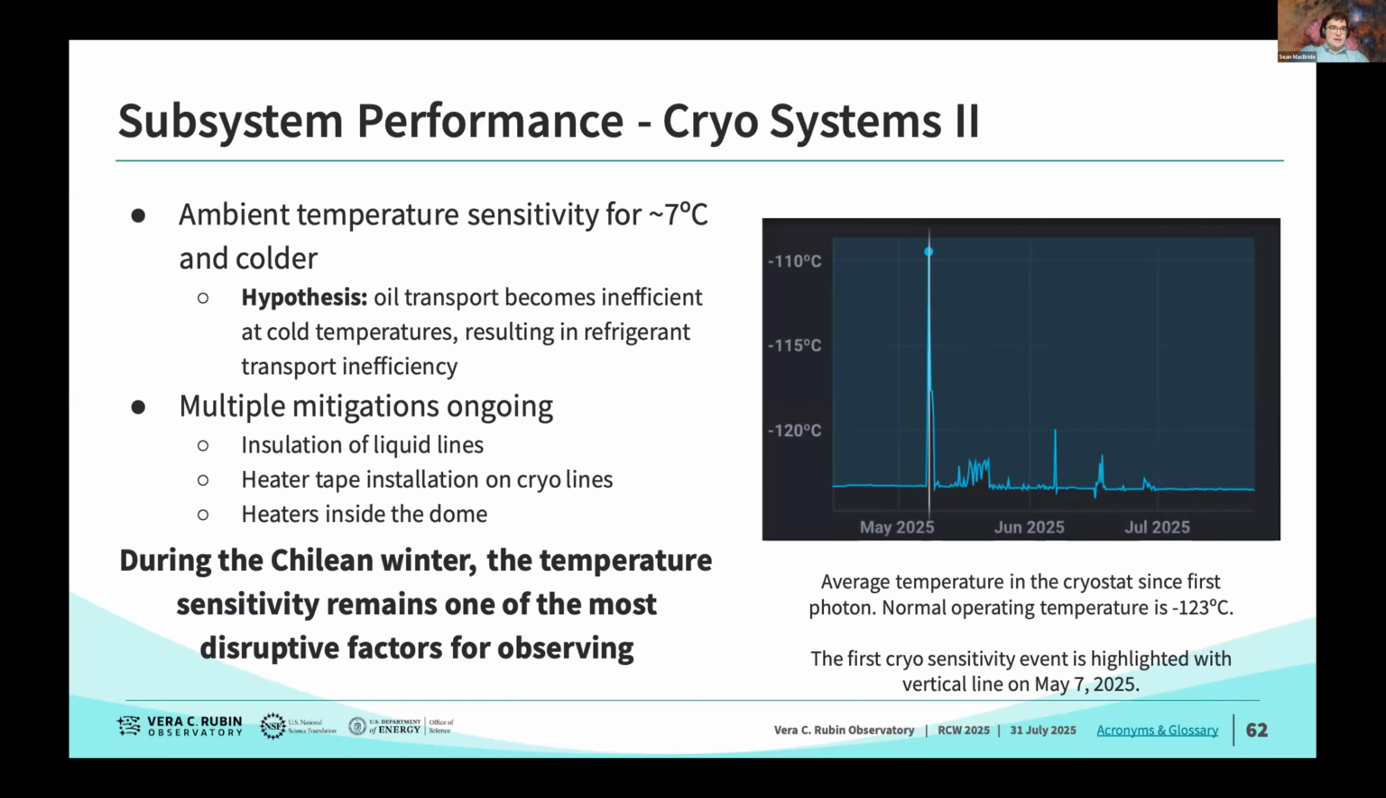And while all 6 circuits are running, we've identified a sensitivity to ambient temperature in the dome. Now, whenever we experience air temperatures below 7 degrees Celsius, we start to see a decrease in cooling efficiency. This is a big problem given that it's the Chilean winter. We have several hypotheses for this, but regardless of the hypothesis, we have different mitigations ongoing, including insulation, heaters inside the dome, and heater tape itself installed on the cryo lines.